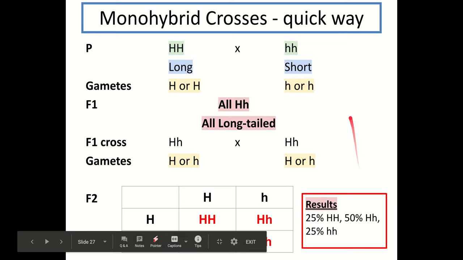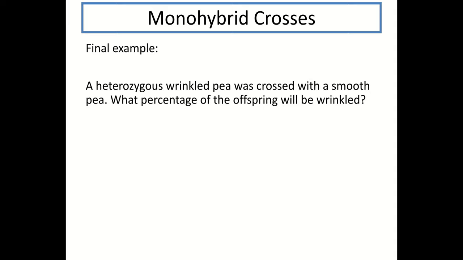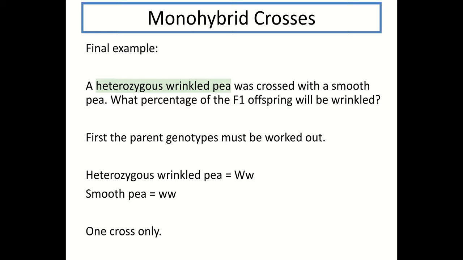So now we're going to try one more example together before you try some yourself. In this example, it says a heterozygous wrinkled pea was crossed with a smooth pea. What percentage of the offspring will be wrinkled? There's a few differences here to our last example. We haven't explicitly been given the genotypes of the parents, but we can work them out in a minute.